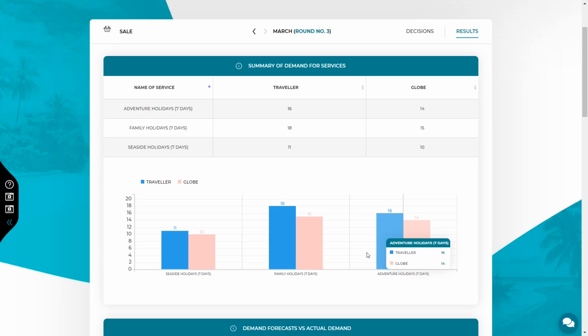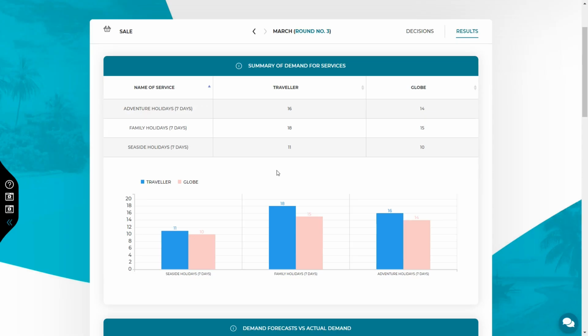In our case, let's assume I'm the Globe team. In the chart, I can see that my competitor, Traveler team, has more customers for all services. It means this team's offer was more attractive than mine. What was the reason? Well, at this point, mainly the price and quality of the offer. In the next rounds, marketing will also have an impact on the demand, but it's not available yet.